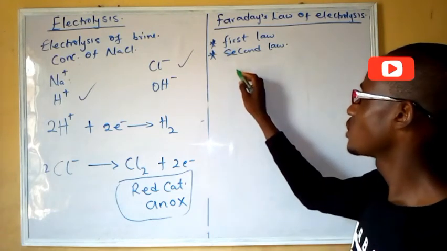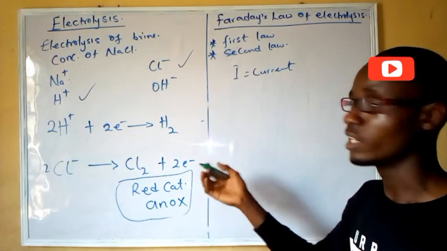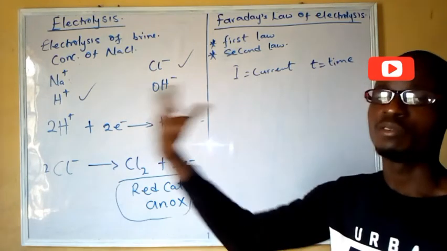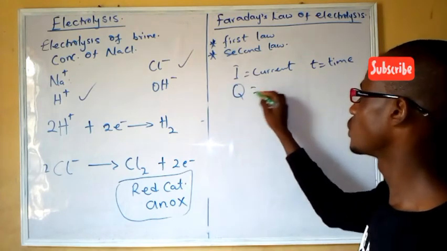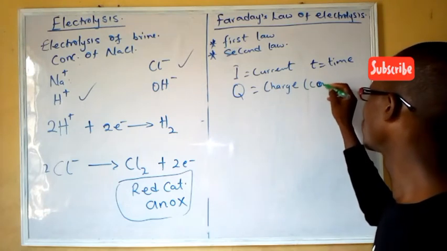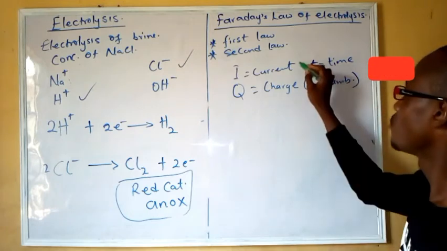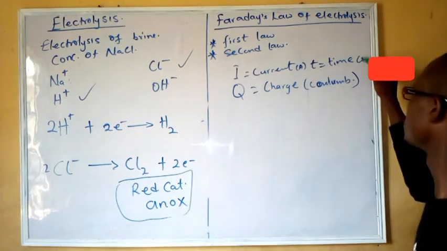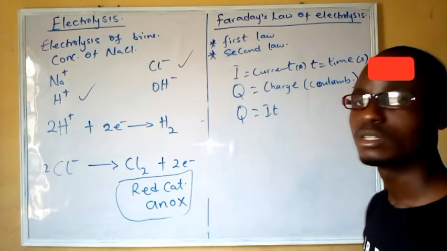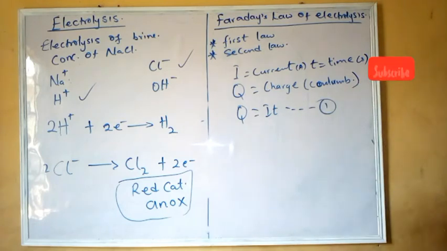So if I pass a current I, which is current, through an electrolyte for time t, there is a charge developed in that process. That charge is given as Q, which is charge. This charge is measured in coulomb. Current is in ampere, and time, as you know, in seconds. So the charge could be determined by I times t. So current times time is the charge developed when you pass the current.